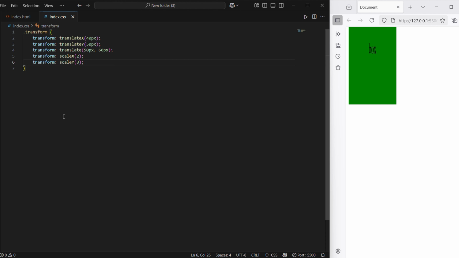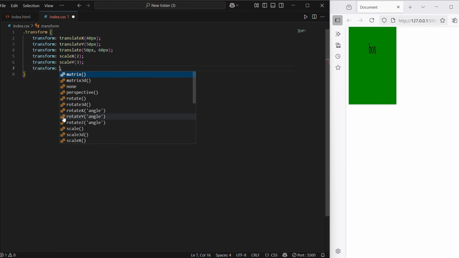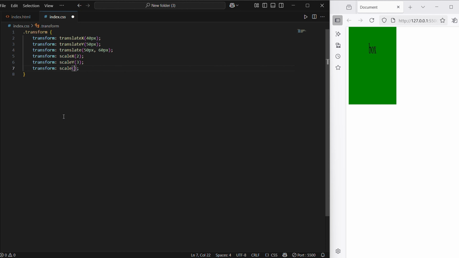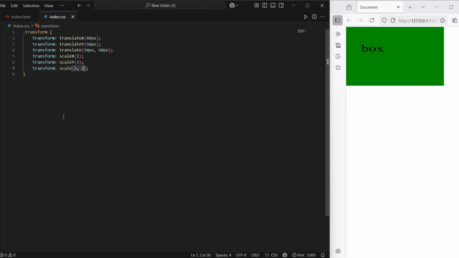If you combine both of them, you can write it like this: transform scale. The first property is X, the second property is Y. For example, 3 and 2, like this. Let's note this second thing.